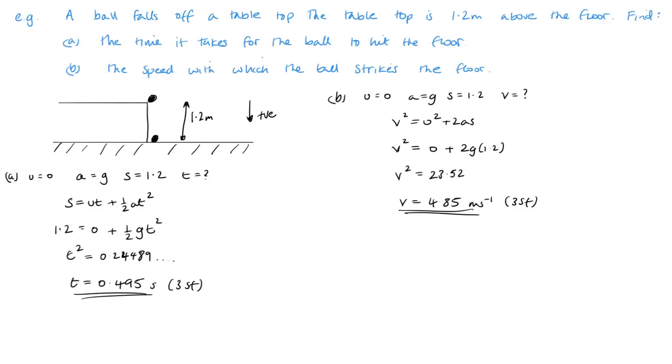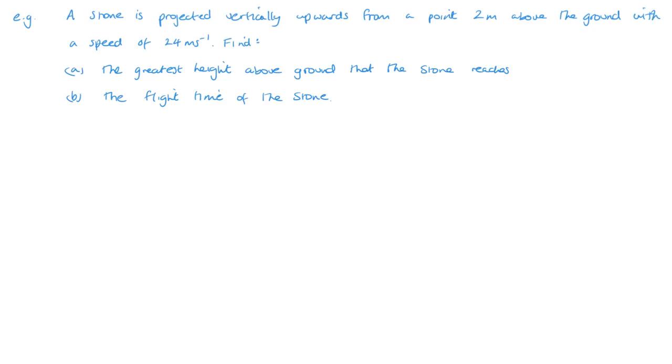Hopefully you can see these are no more challenging than the previous set of questions. It's just bringing in vertically thrown or dropped items now, and acceleration due to gravity. So let's look at the second example. Here I have a stone projected vertically upwards from a point 2 meters above the ground with a speed of 24 meters per second. Find the greatest height above the ground the stone reaches and the flight time of the stone.